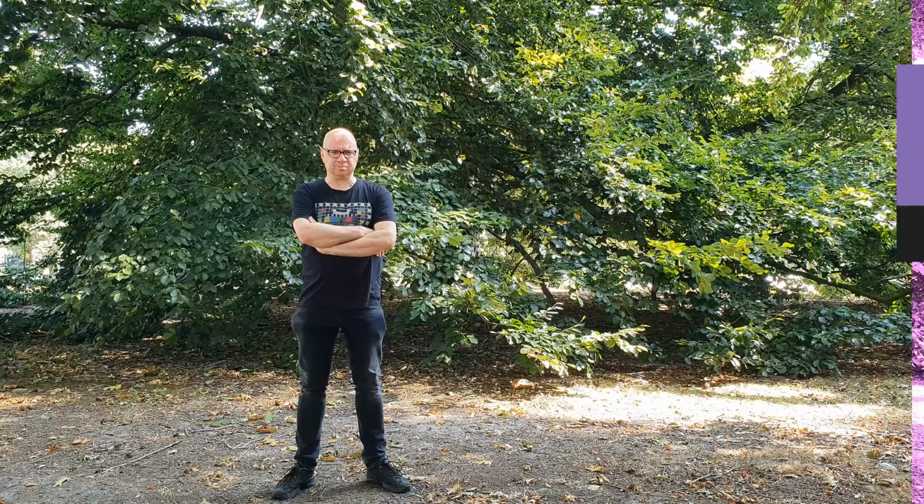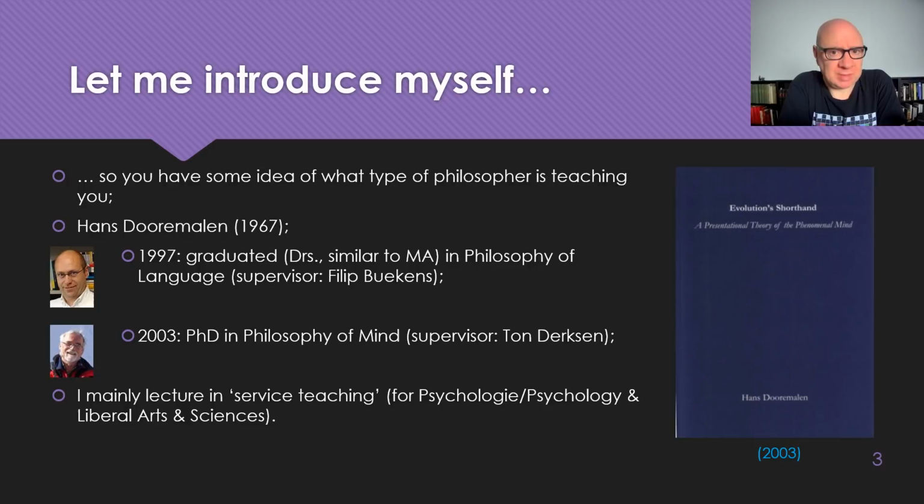Let me first introduce myself so you have some kind of idea of what type of philosopher is teaching you the first part of this Mind and Brain course. My name is Hans Doremel. I work at the Department of Philosophy of Tilburg University. I did get my master's degree there, that is, I got my doctorandus title, which is similar to the master these days. I got it in philosophy of language, and my supervisor was Philip Buggens, who now is my colleague in the department.